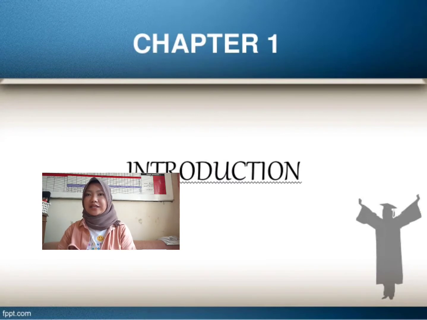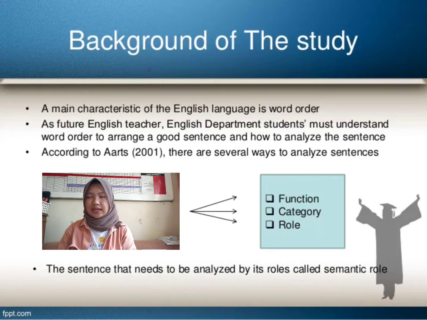Chapter 1, Introduction. Background of the study. A main characteristic of the English language is word order. As future English teachers, English department students must understand word order to arrange a good sentence and how to analyze the sentence. According to Arts 2001, there are several ways to analyze sentences. There are function, category, and role. The sentence that needs to be analyzed by its roles is called semantic role.